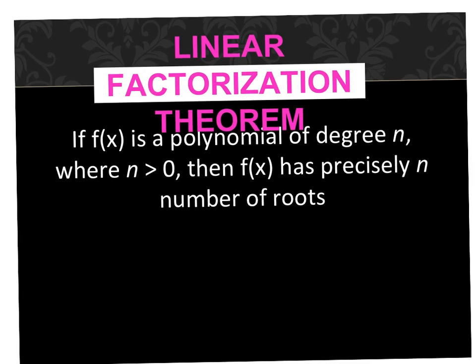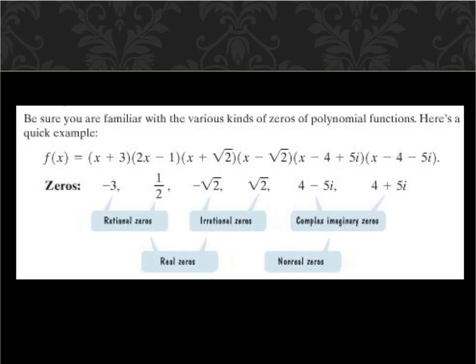You already know this. If f of x is a polynomial of degree n, where n is greater than 0, then f of x has precisely n number of roots. All that means is the highest exponent tells you how many zeros there are, how many solutions, how many roots. We're just going to do a lot of factoring today, okay? So if I look at these as solutions or roots, on your test, it said to write your answer as a product of linear factors or something like that. That's just the step before you solve. So all of you did that in the process of solving your answer.